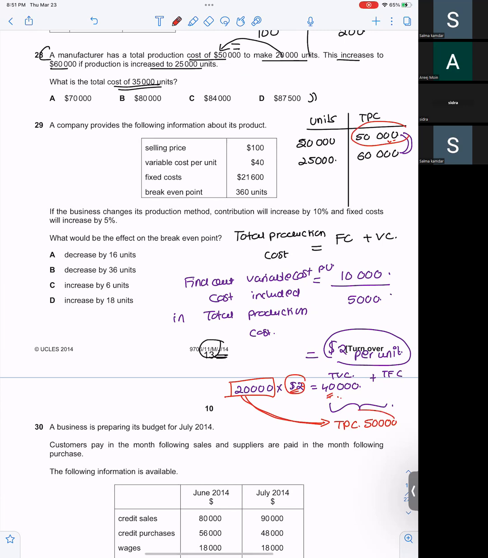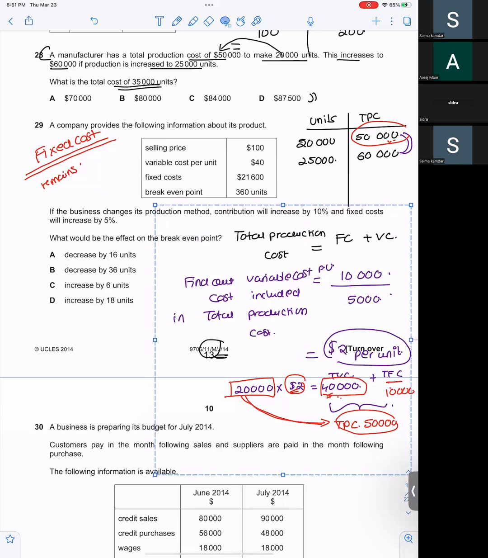Total production cost is 50,000. Total variable cost is 40,000. So what will be the fixed cost? Fixed cost is the cost which is fixed irrespective of production. So it will be 10,000. Okay, let's do it again together.